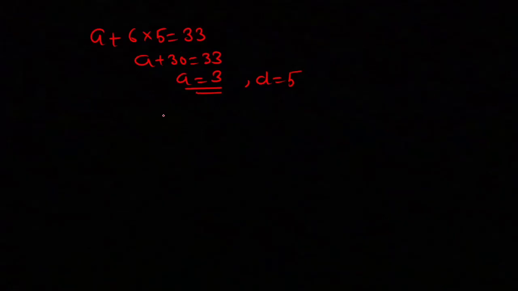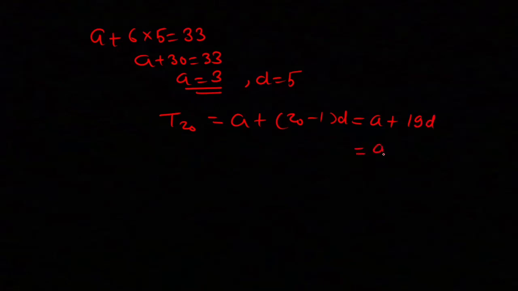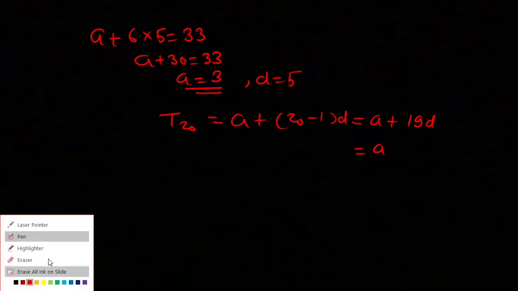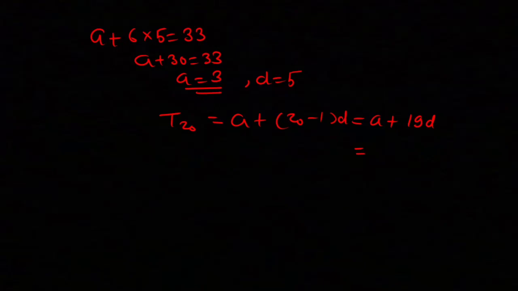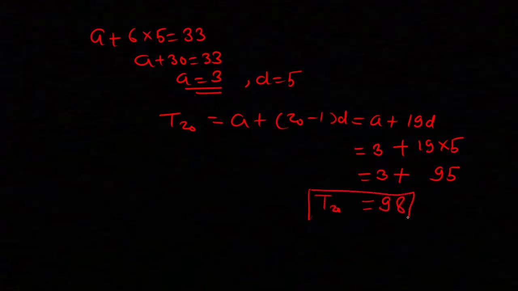So T20 will be a plus 20 minus 1 times d, that is a plus 19d. So a is 3, plus 19 times 5. So this would be 3 plus 95, which is 98. T20 will be 98.